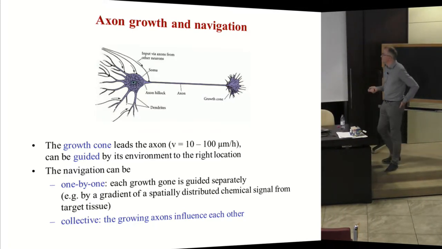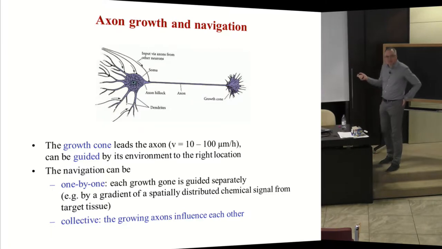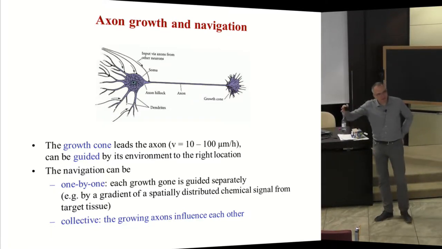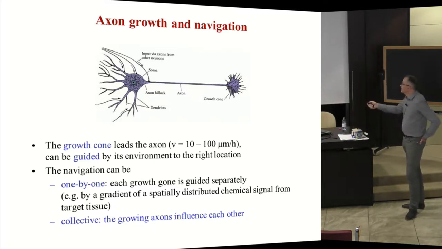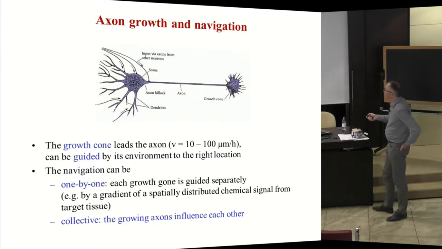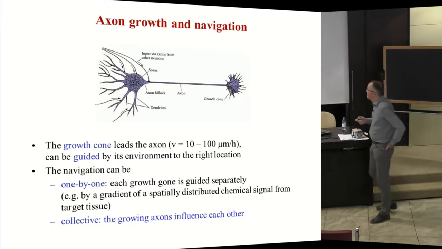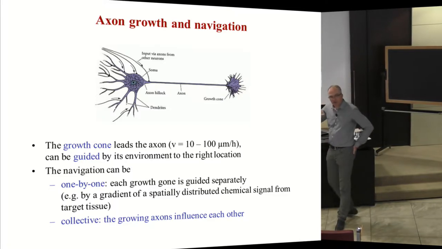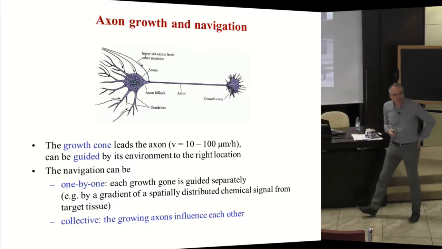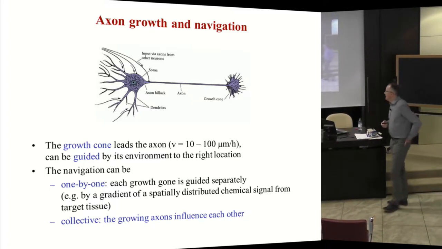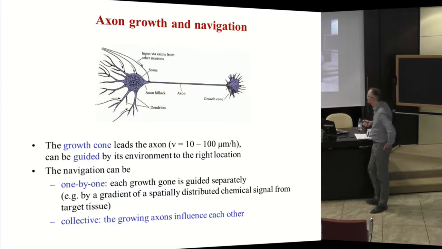So, axon growth. The previous picture showed the axon branched and connected to terminals when it forms synapses. But before then, it has to grow. The growth is led by a structure called the growth cone at the tip, which typically advances at a rate of a few dozen micrometers per hour, and the axon is extended behind it. The growth cone is a smart structure that can react to external signals and therefore navigate to the right location. I want to immediately distinguish two ways of navigating.